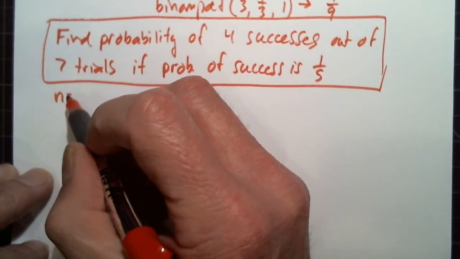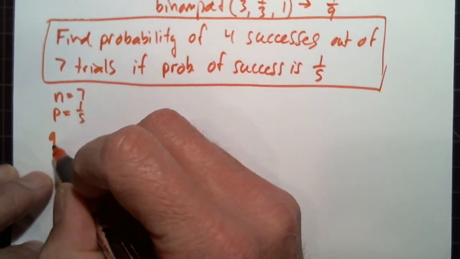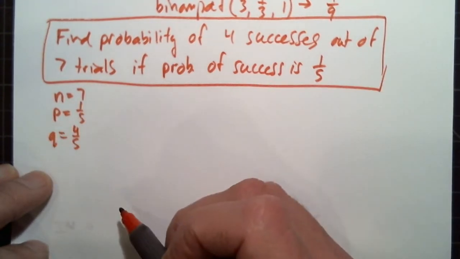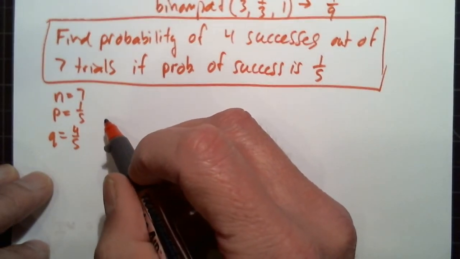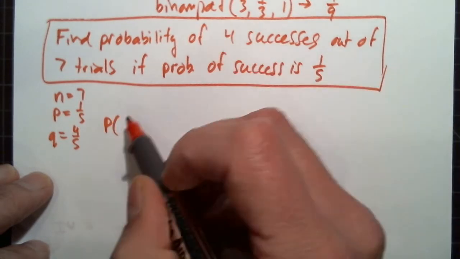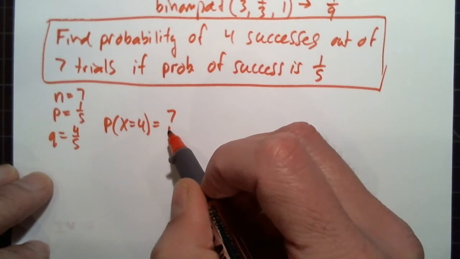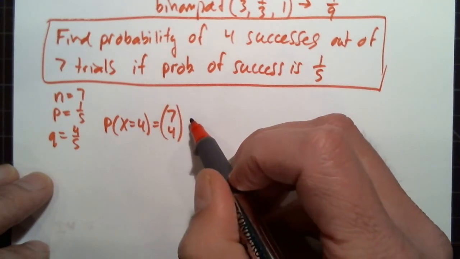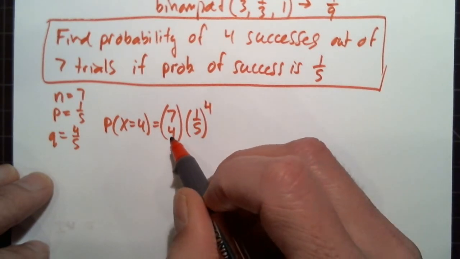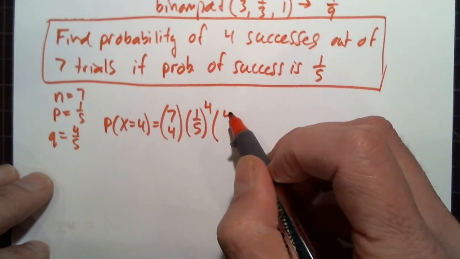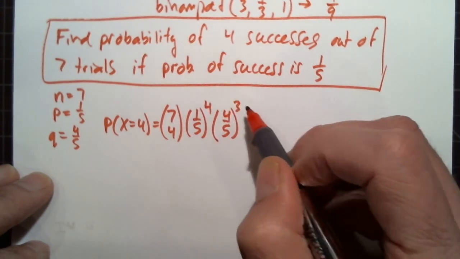So we have n is 7, p is 1/5, and q is 4/5. So without a calculator, the probability of 4 successes is n choose r, 7 choose 4, times the probability of success to the 4th power, because we want 4 successes, times the probability of failure to the complement of that.